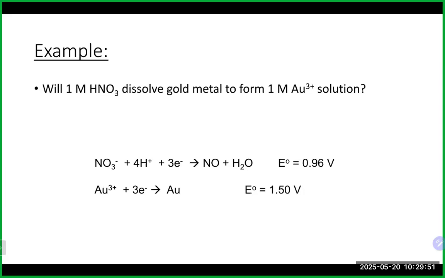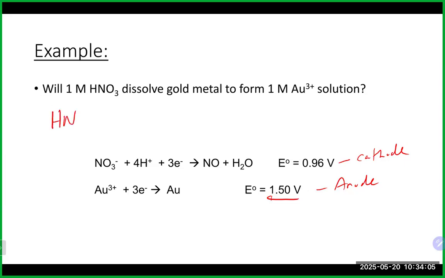Will 1 molar nitric acid dissolve gold metal to form 1 molar gold 3 ions? Again, your SRP values there are on the bottom. Okay, let's take a look. So in this case, our cathode is which one? Our cathode is this one. This is our anode. So why is that? Even though this one's more positive, it is because of what it says in the question.